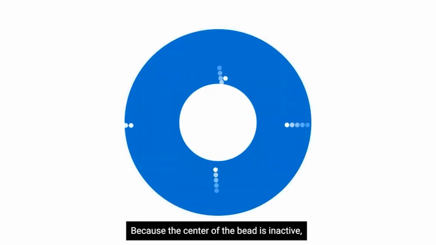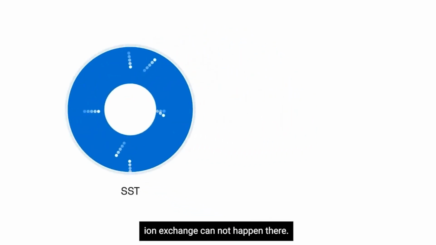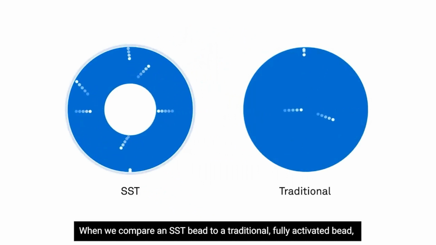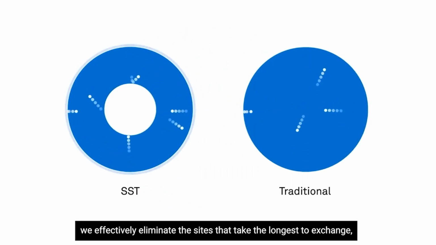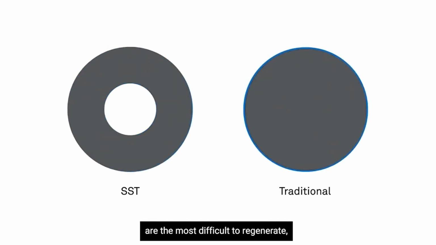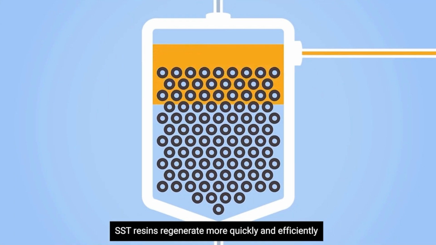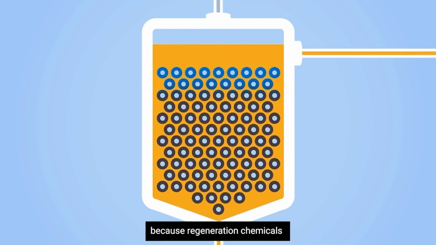Because the center of the bead is inactive, ion exchange cannot happen there. When we compare an SST bead to a traditional, fully activated bead, we effectively eliminate the sites that take the longest to exchange, are the most difficult to regenerate, and are the most susceptible to fouling. When regenerating exhausted beads, SST resins regenerate more quickly and efficiently because regeneration chemicals do not have to penetrate the entire bead.